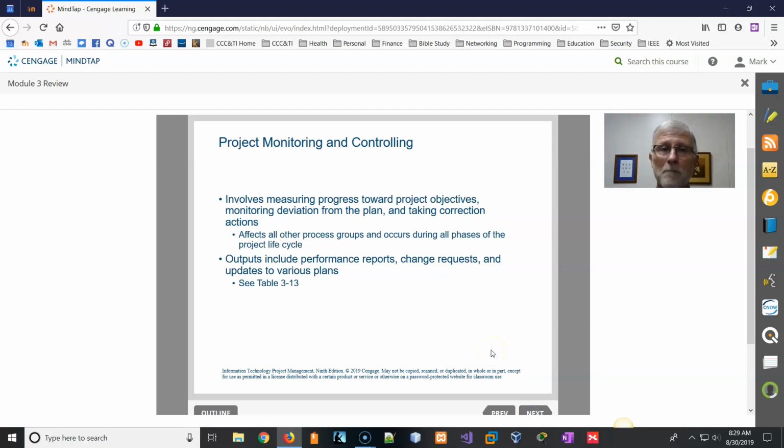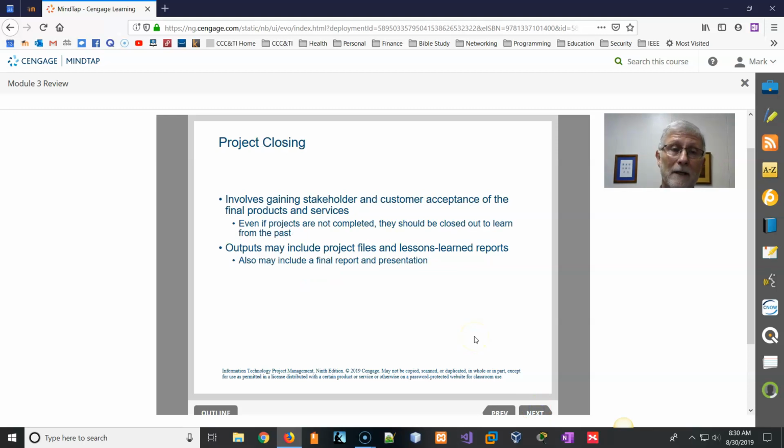Now we get to project monitoring and controlling. This involves measuring progress toward project objectives. So I'm going to monitor it, I'm going to take care of everything, I'm going to measure the progress. So we're executing the process, and we said there are certain activities that need to be done, targets to report, so much money to be spent, so many hours to be spent on it. And this is where I'm going to monitor how that progress is going. And then if things start going against the plan, I may have to do some controlling and adjust the plan.